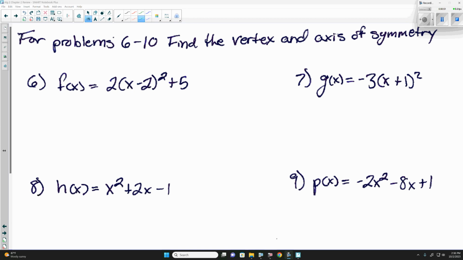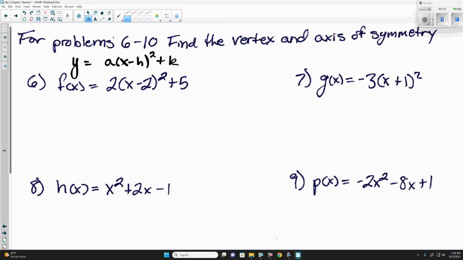But this is where we're really going to start, or on these here. We want to find the vertex and axis of symmetry. Now for these here, there's 2 different types that we have. Really there's 3, but we're going to mainly be focused on these 2. Standard form and vertex form. Now problem number 6 is in vertex form.